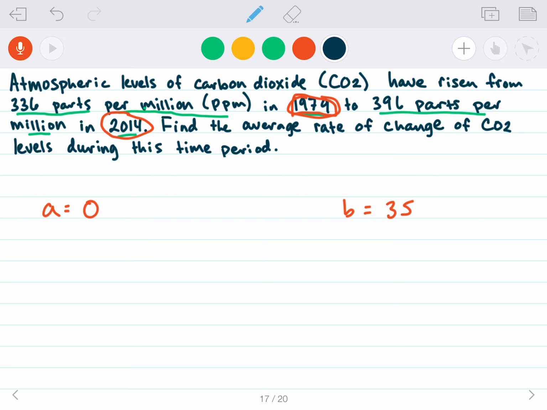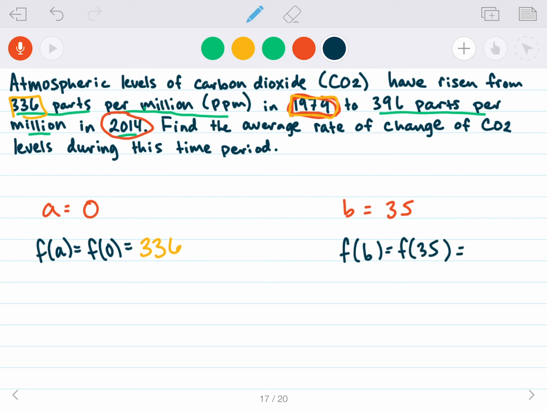All right, so f of A, or f of 0, is going to be the output that corresponds to the input being 0. So what corresponds to 1979 as the output value is 336 parts per million. So this is going to be 336. And what about f of b? So f of b is f of 35, so that's in year 2014. How many parts per million? We have 396 parts per million. So this is 396. Now let's go ahead and compute the average rate of change.